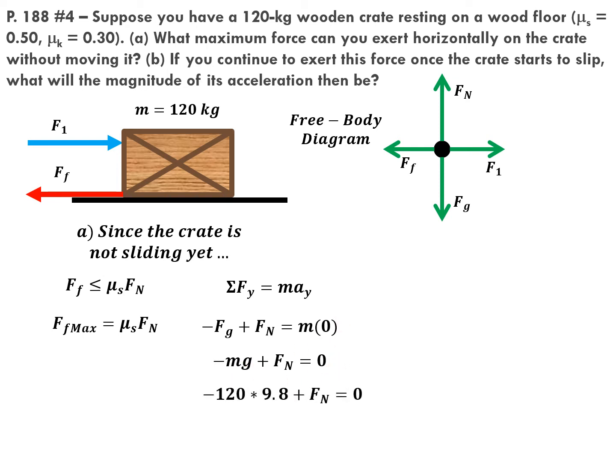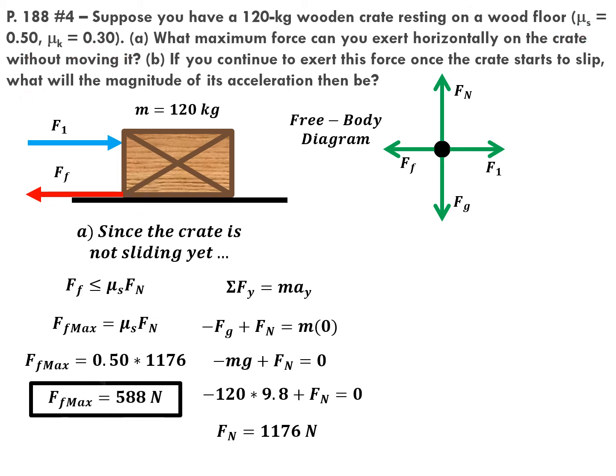So we go ahead and plug in mass times gravity. That's 120 times 9.8, and we get 1176 newtons, and we go ahead and take that to the other side, so that gives us the normal force. Now we can take that normal force and plug it in, and we get 0.5 times 1176. Now 0.5 is because that's our coefficient of static friction, so not the 0.3 but the 0.5. Multiply that by 1176, and we get that the force of friction is going to be 588 newtons.